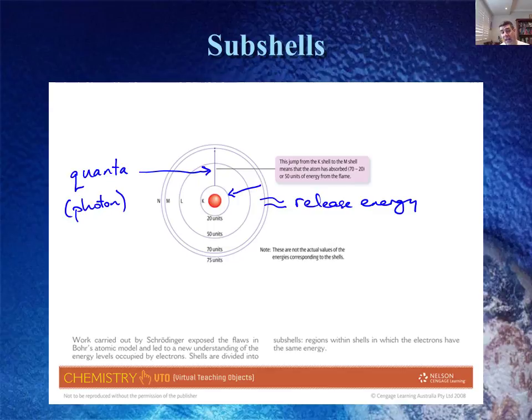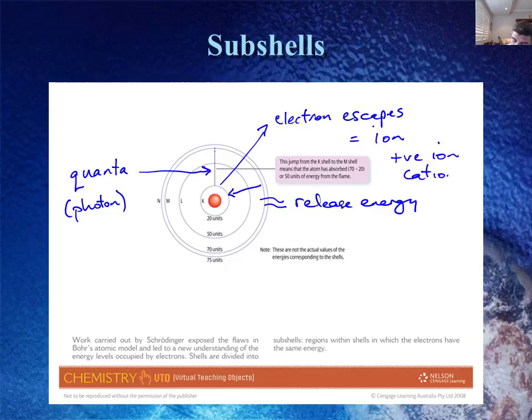Now, if the amount of energy that's being put in is sufficient, then the electron can escape altogether. If the electron actually escapes from the influence of the nucleus, then we have an ion. In this case, if it's lost an electron, it is a positive ion, which is also called a cation. And we'll look at these in a little bit more detail when we look at ionic compounds in the next video.